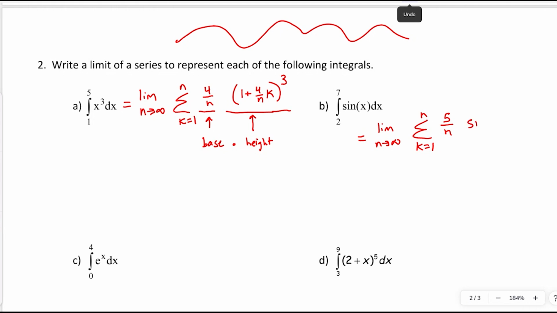So times the sine of, and now we just need to make sure that we're plugging in the right number into sine. We'll start with our lower bound, 2, and then add just a little bit. So plus 5 over n times k, where k is that counter. You're going to plug in 1 first, and you're going to go over 5 over n units, which is a really tiny amount.